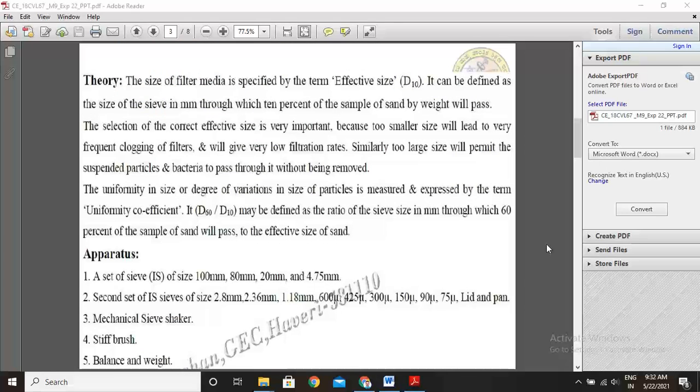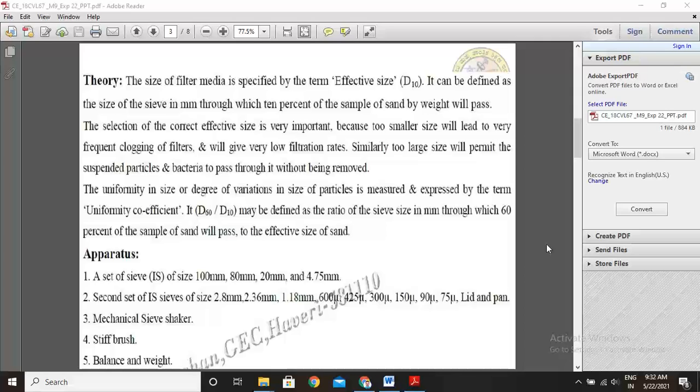See, the basic concept of these experiments. The size of filter media is specified by the term effective size D10. It can be defined as the size of the sieve in mm through which 10% of the sample of sand by weight will pass. That is the meaning of D10.